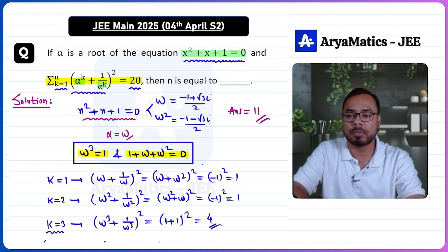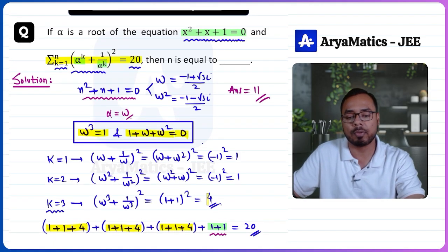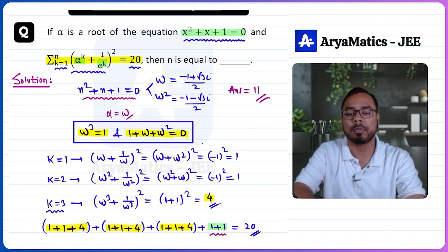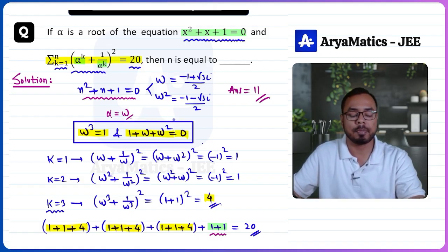So when you take k as 1 or 2, the term will be 1. But if you take 3, then you will get 4. And whenever k is a multiple of 3, you will get 4. Whenever it is not a multiple of 3, you will get 1. So therefore, total 11 terms are needed to get a sum of 20. And hence the correct answer for this problem will be 11.